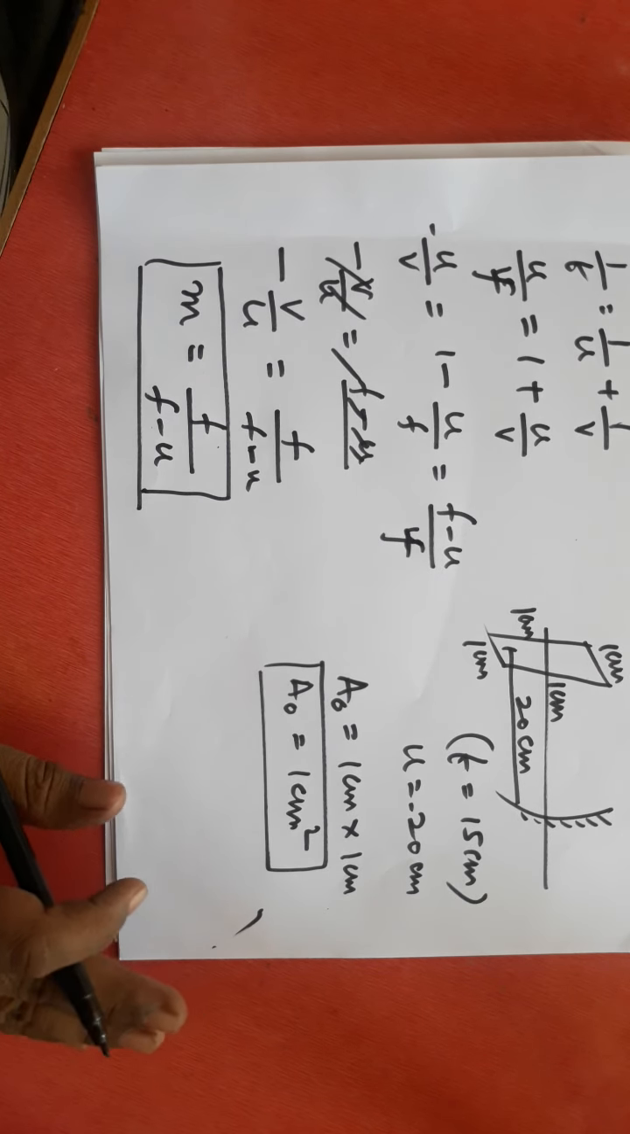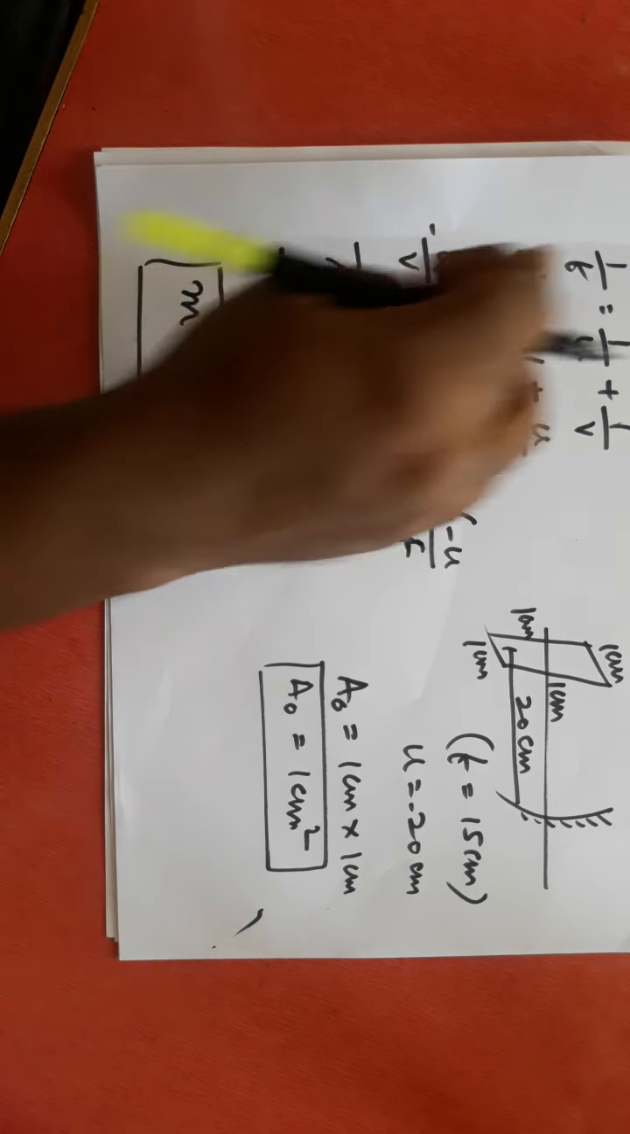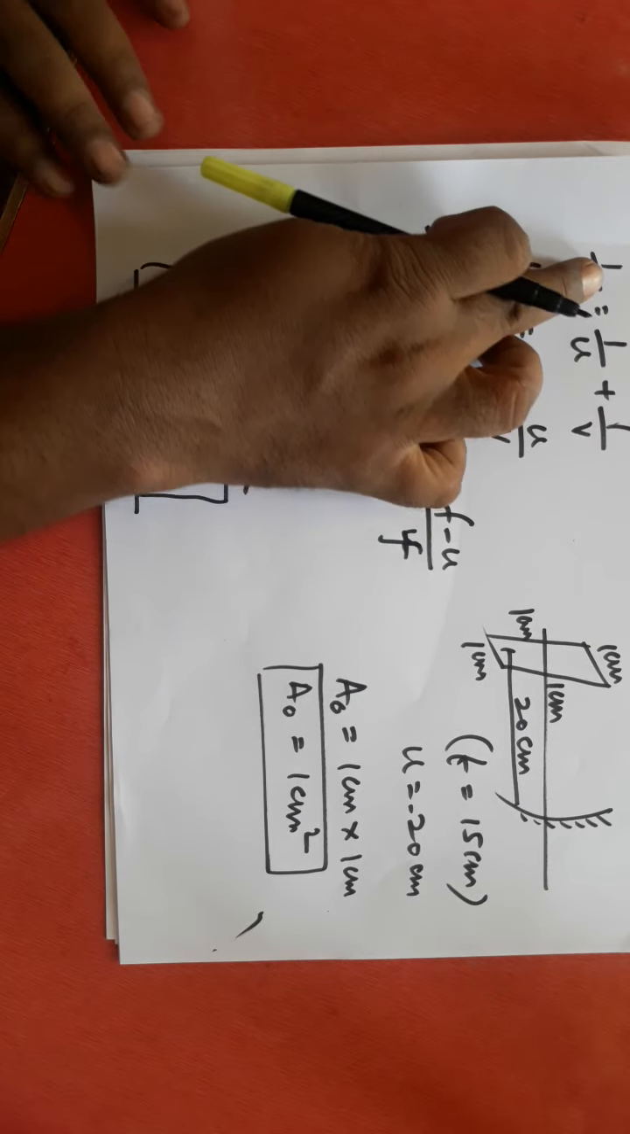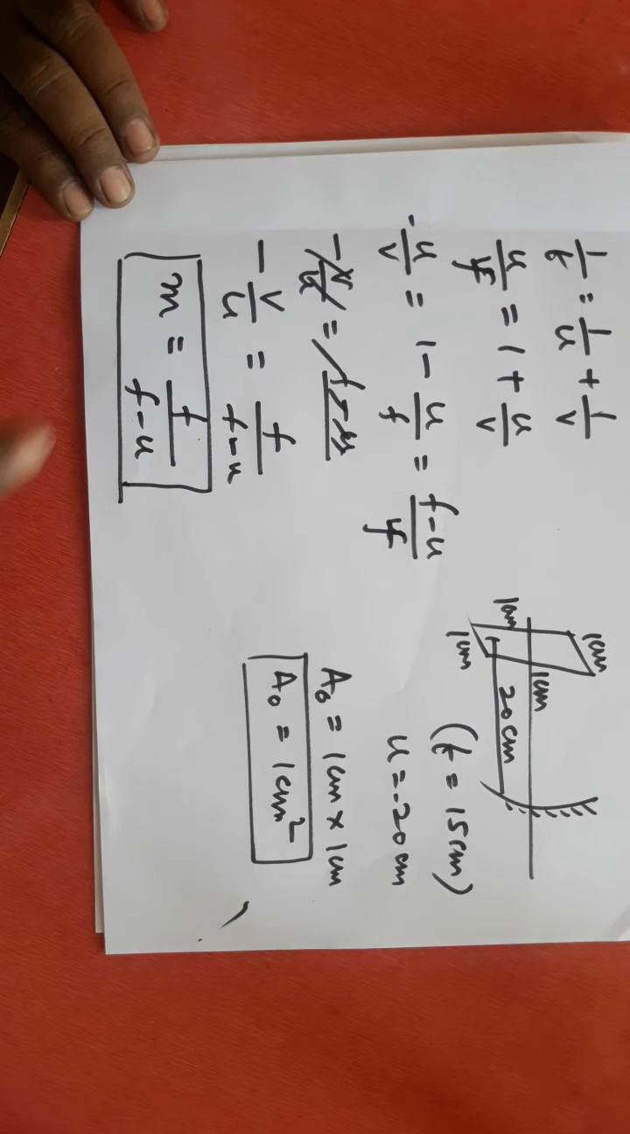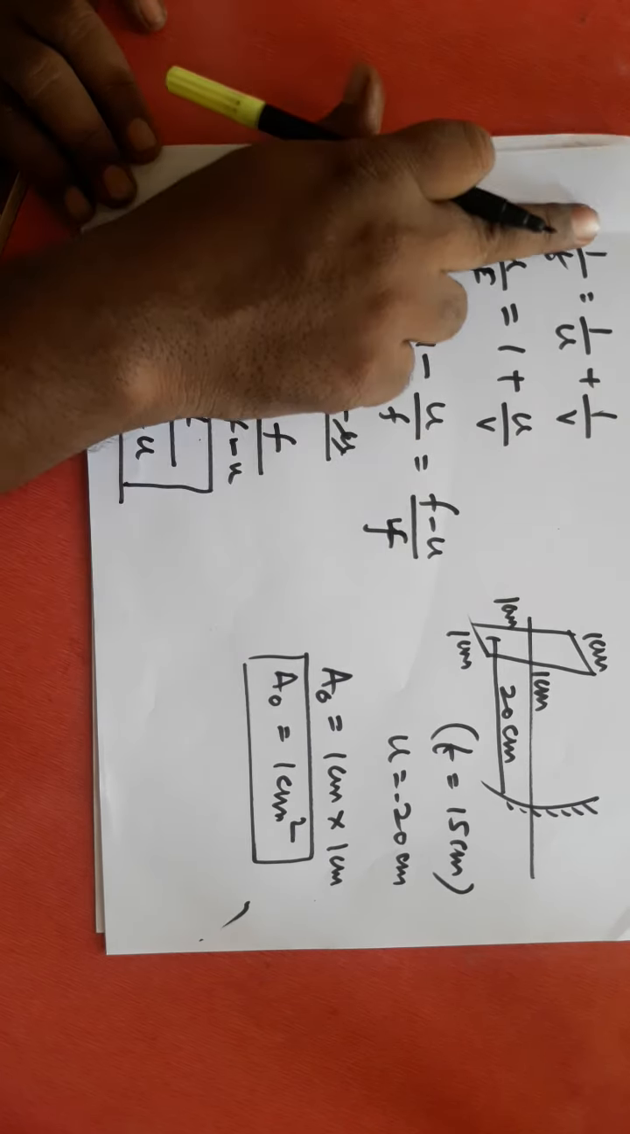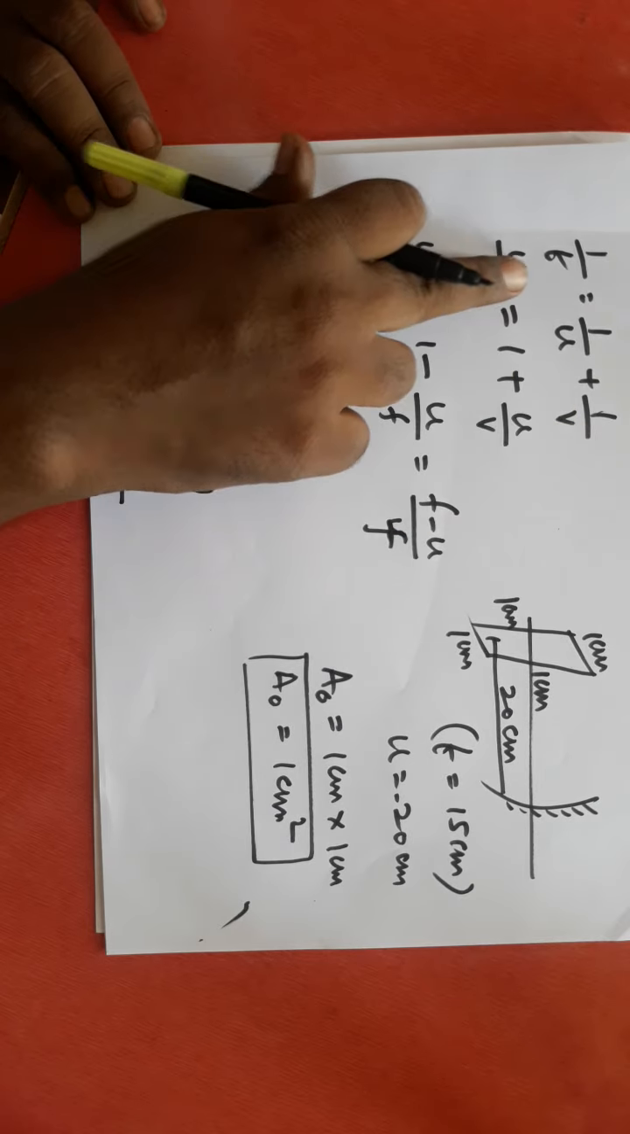Understood this? I did not use any sign convention here. I just multiplied this equation by u. I got m in terms of u. M is what? Minus v by u. You follow this equation? See, multiplying by u, what will we get?